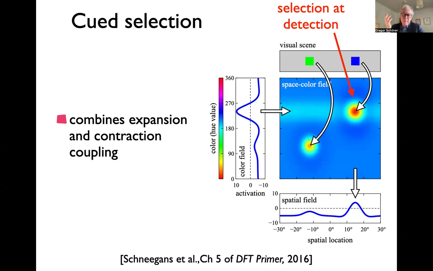This cue selection is sometimes the model of biased competition. So this is combining the expansion and contraction mapping. If you have the field driven by input, so for instance, these two locations of input, you could select one of those by having a cue. Like you say, I want to know where the blue is, and this one-dimensional field would have a peak for blue. That's your search cue.